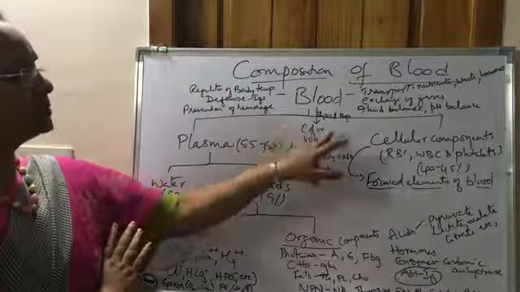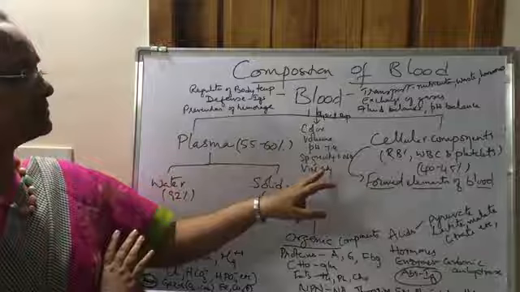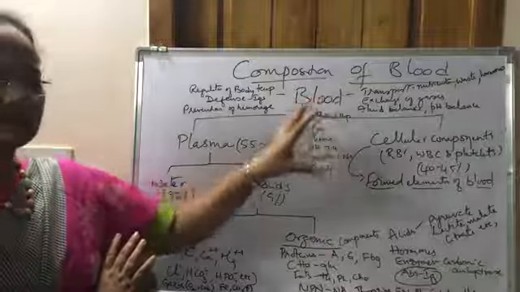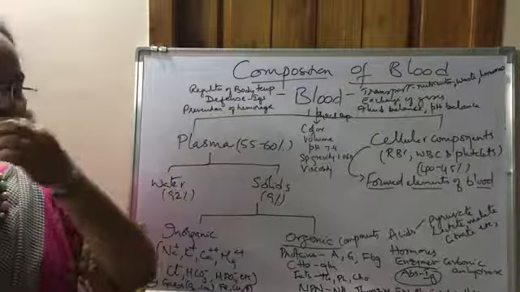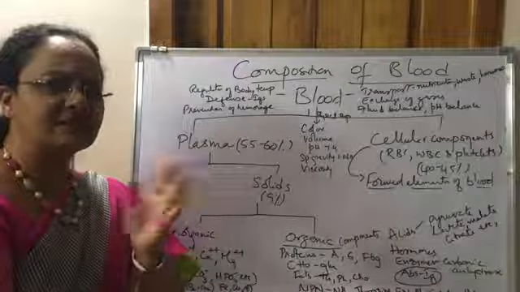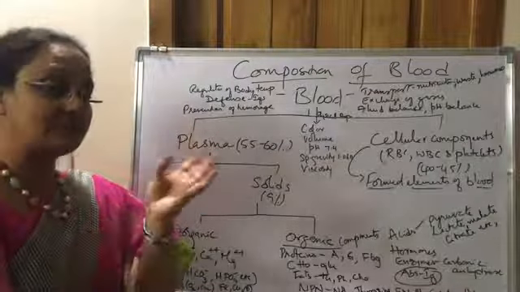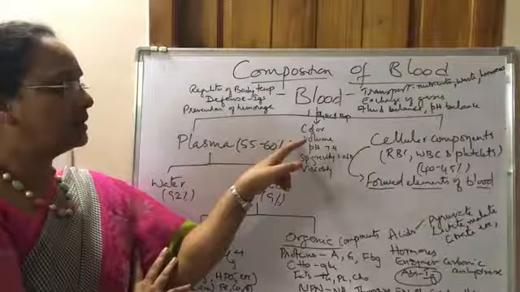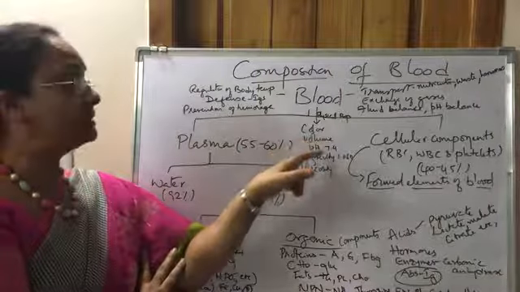This you can write on your own: color, volume, pH, specific gravity and viscosity. These are just an introduction. You can give physical properties of blood. The color differs between arterial and venous blood. Arterial blood is scarlet red and venous blood is purple red. And volume is up to 5 liters.